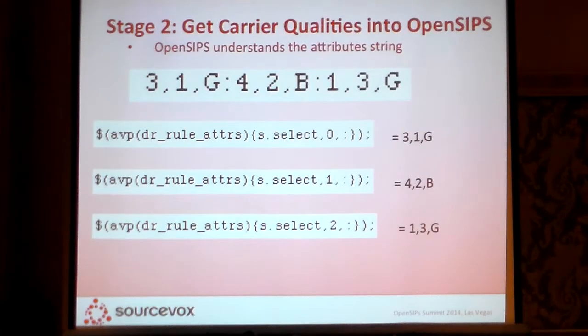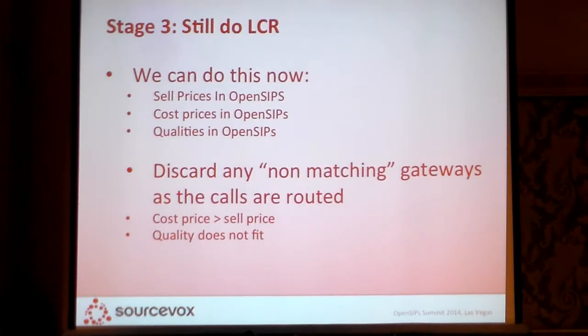Okay, so that was stage 2, getting carrier qualities into OpenSIPS, which we've done with attributes. Stage 3, we still need to do least cost routing. We've got our sell prices in OpenSIPS, we've got our cost prices in OpenSIPS, and we've got our qualities in OpenSIPS.